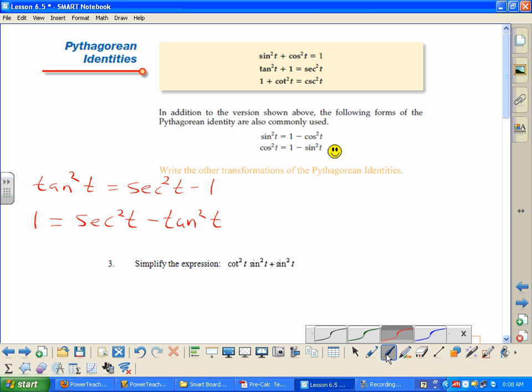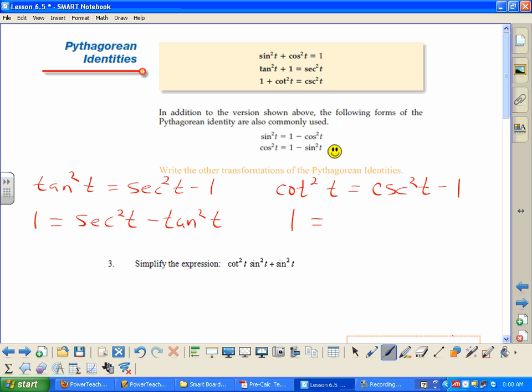Now the other one, 1 plus cotangent squared. That one can be written two other ways. What's one other way it could be rewritten? Okay, we could subtract 1. So we get cotangent squared equals cosecant squared minus 1. Or we could subtract cotangent squared and have 1 equals cosecant squared minus cotangent squared. Now there are nine different identities there that at some point you may end up using.